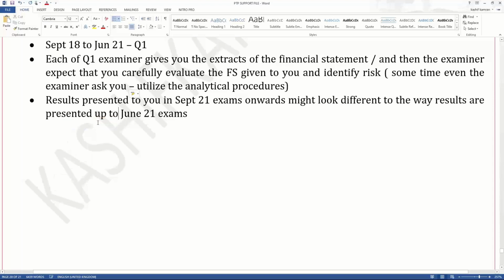No, I'm talking about history, Molly. Results presented to you in September 21 exams might look different to the way the results were presented up to the June 21 exams so far. So the way they have been presented up to June and the way you look at them in September 21 will be different, right?